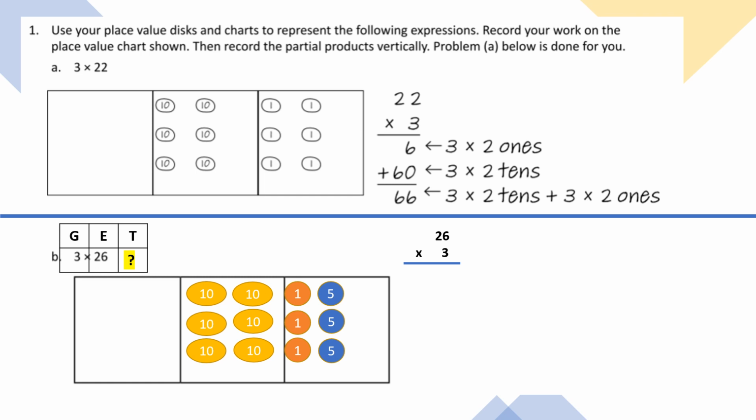Okay, first we're going to talk about our 3 rows of 6. And those 3 rows of 6 is how we're going to multiply our ones place, 3 times 6. Well, 3 times 6 is 18. And that represents our 3 rows of 6 in the ones place. Now again, everything that's on my screen, you should be writing on your paper.